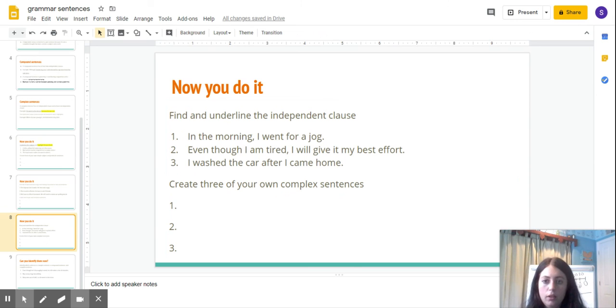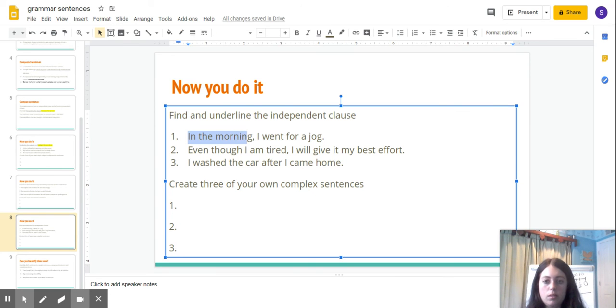So right here, you're going to create 3 of your own compound sentences. And then you guys are going to work on complex sentences. So find and underline the independent clause. So number 1, in the morning, I went for a jog. Number 2, even though I'm tired, I will give it my best effort. And number 3, I washed the car after I came home. So you're just going to underline, let's say this is your independent clause. I'm not saying that it is or isn't, but just underline it right here, okay? And then create 3 of your own complex sentences. Remember, it should have an independent clause and a dependent clause, okay?